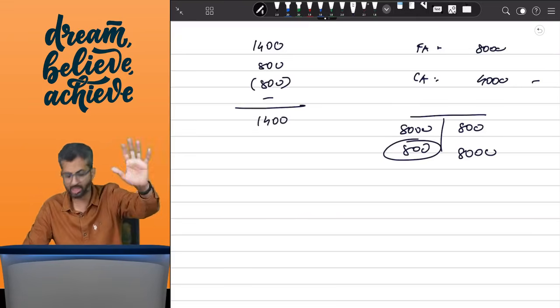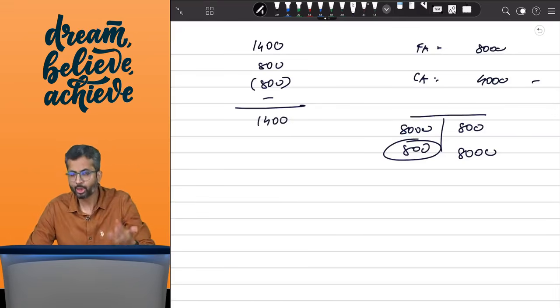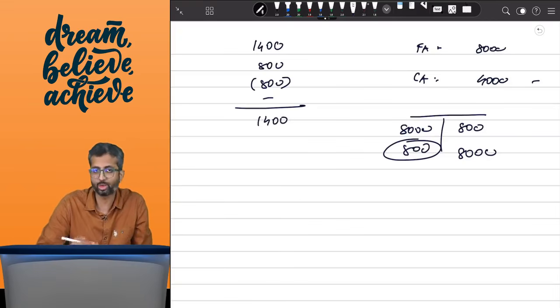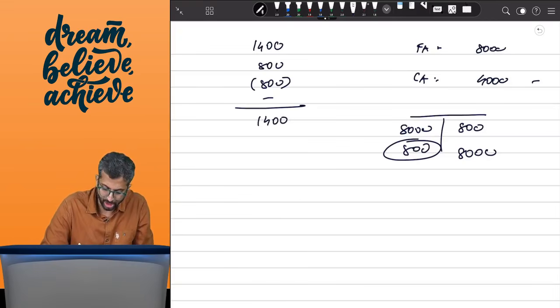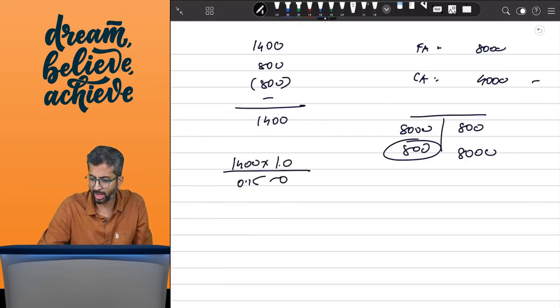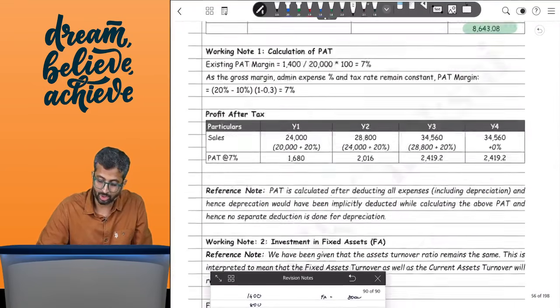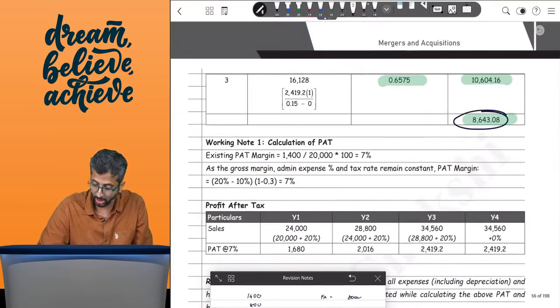We have done this in question 4 as well. It's a reasonable assumption sometimes in a steady state company to say PAT is your free cash flow, like you can see over here. And this will continue till perpetuity. So the value today will be 1400 into 1.0 divided by 0.15 minus G. So 1400 divided by 0.15 comes to around 9,333. My value of the company under the new strategy is around 8,400, 8,600.